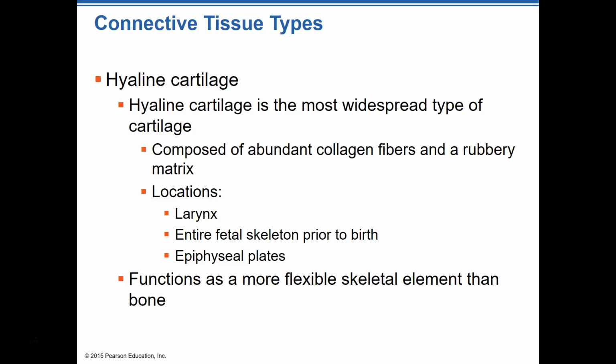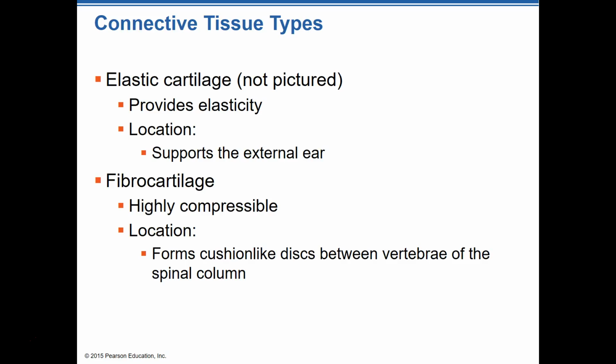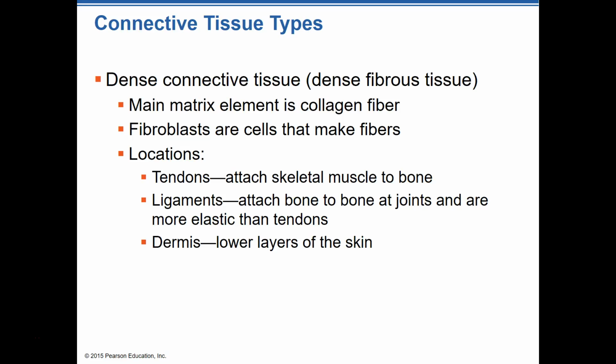And there's different types of cartilage. There's hyaline cartilage, which has a lot of collagen fibers that helps it with that rubbery feel to it. We find it in the larynx and the epithelial plates and those kinds of places. There's also elastic cartilage. There's fibrocartilage, several different types of cartilage. The elastic cartilage provides elasticity, just like it says. Fibrocartilage is highly compressible, and it gives some cushion. We find it between our vertebrae, even that little bit between our knees is another one of those places that we find it.